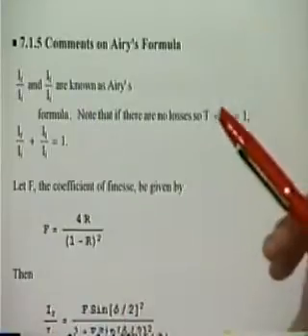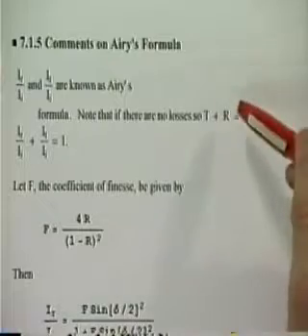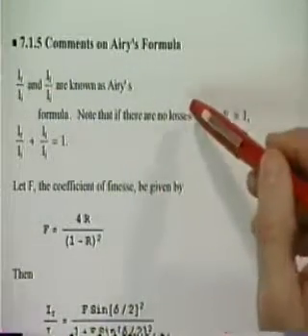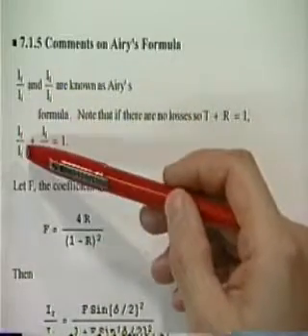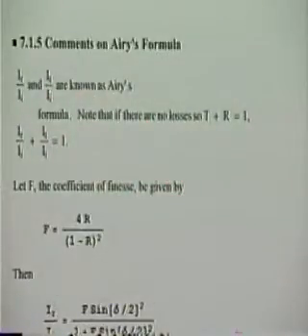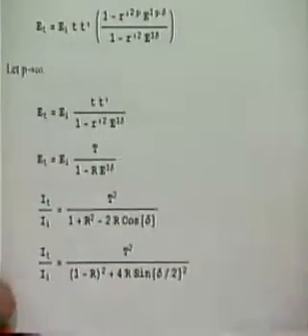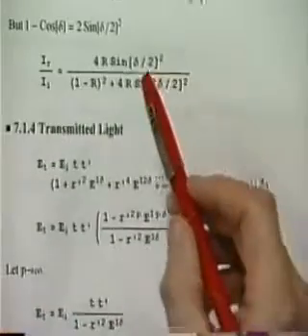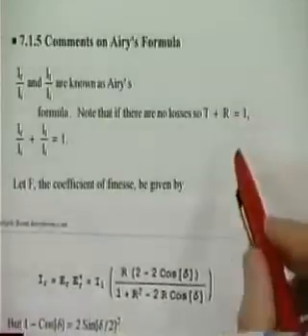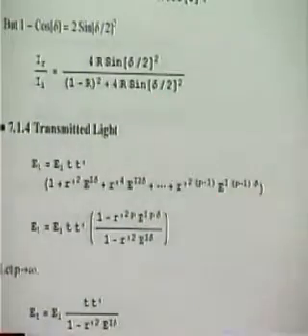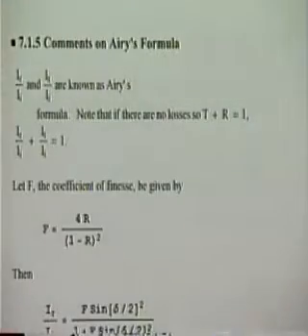And we note here, if we go back and look at the two equations, that T plus R is equal to 1, if we have no losses. Then we have I sub R over I sub I plus I sub T over I sub I is equal to 1. And maybe we should look at that. We have this equation, plus this equation, plus we have that T plus R is 1. And if we add these together, we get the result that these two add up to be equal to 1. We'll see it a little better right down below here.